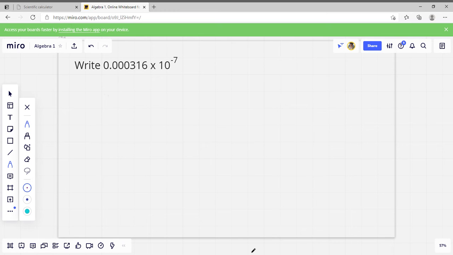So we're going to have to move our decimal so that we have 3.16, and we had to move it 1, 2, 3, 4 places. Negative, so that would be negative 4, and we just add those two exponents together. Negative 4 and negative 7 would be negative 11.